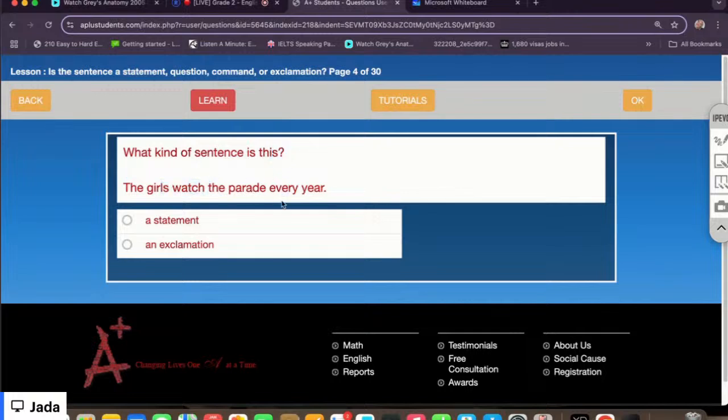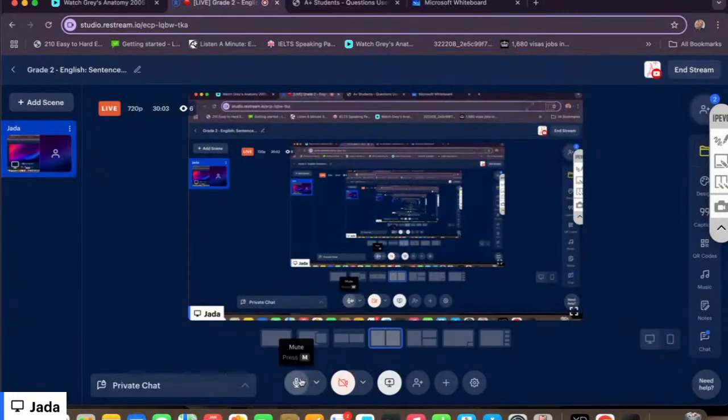The girls watch the parade every year. Tell me, what kind of sentence is this? The girls watch the parade every year. What kind of sentence is this? Is it a statement or an exclamation?